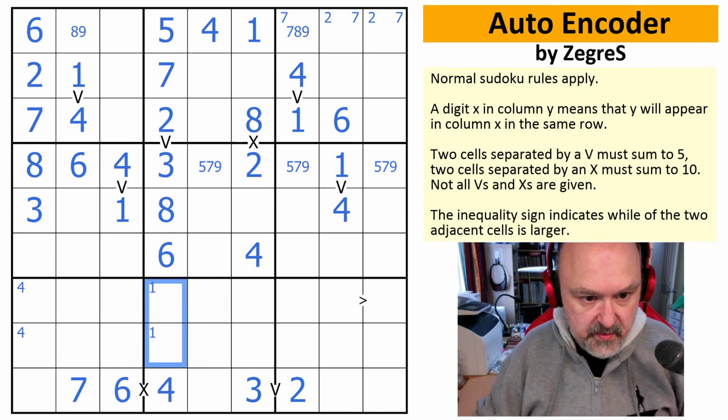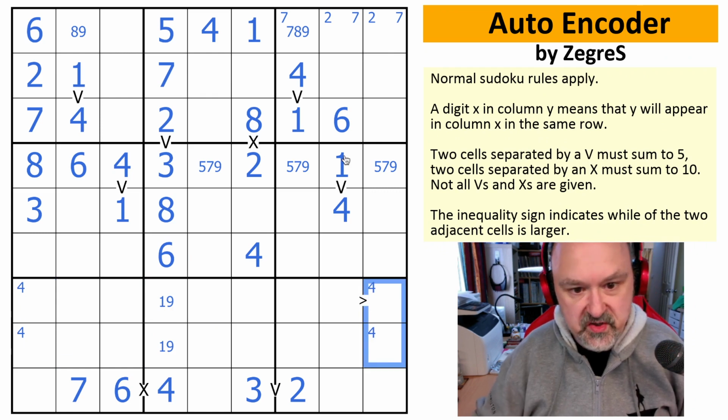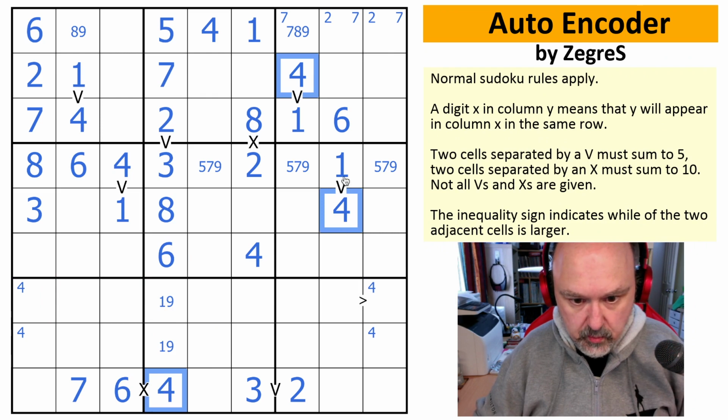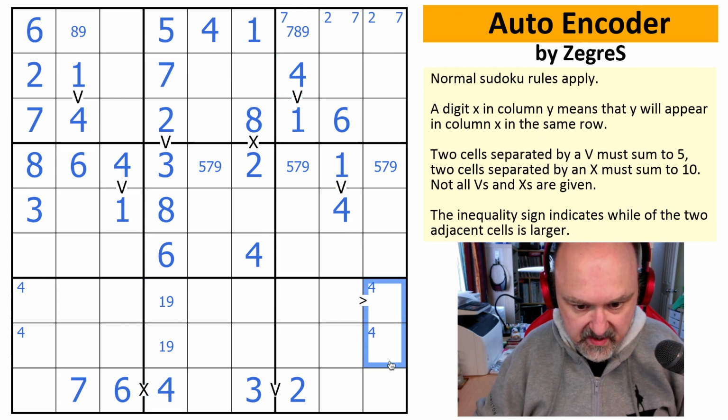This leaves this as a pair, which is 1, 3, 4, 5, 6, 1, 9, which means the 4, we've already got a 4 marked there, but the other 4 must go there, which again is matched up by what we've got there. So the pointers are matching what we're getting.